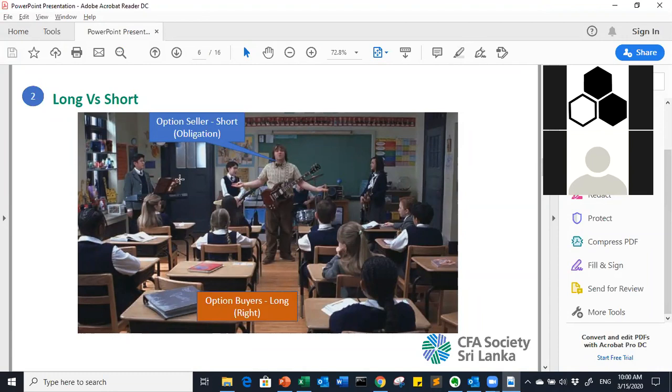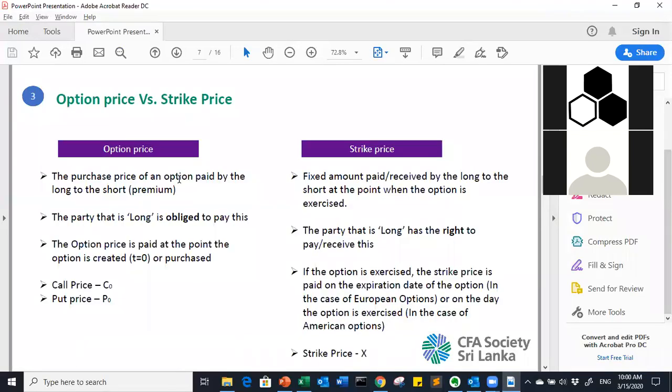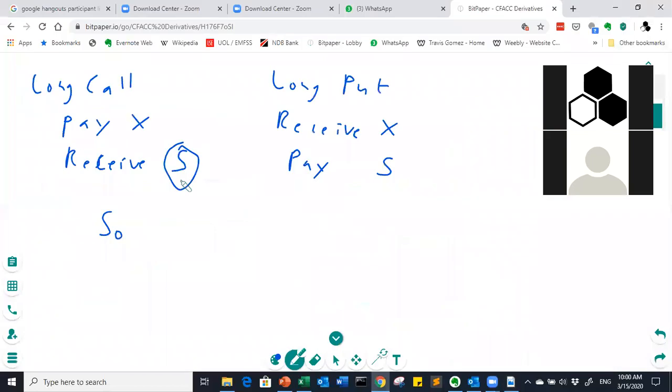So always the short party has the obligation, and the long party, whether long on a call or long on a put, has the right. Okay. So that's the main distinction between the two. Is everyone okay with that? Any questions on the distinction between long and short and the call and the put option? Okay. I'm assuming everyone's okay with that.